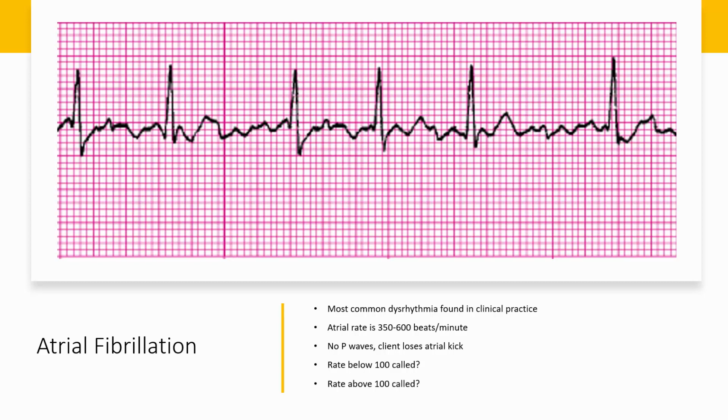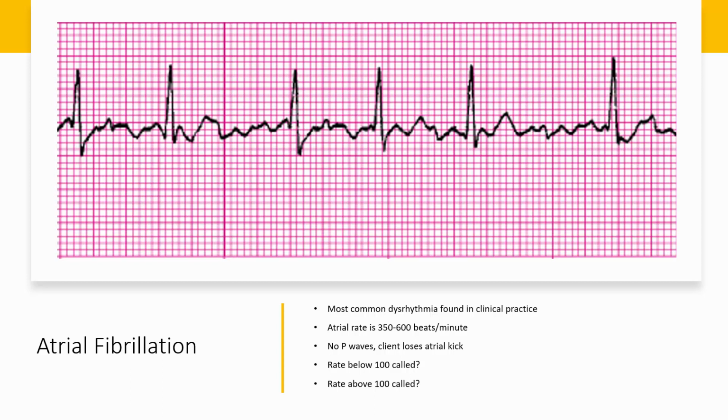And then the last step we look at is these QRS complexes. Like I said a little earlier, we want to make sure that they're similar in appearance and they're within defined limits, and they are. So this is what AFib looks like.